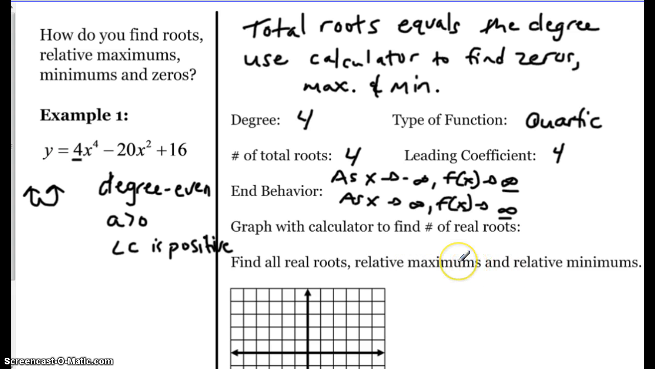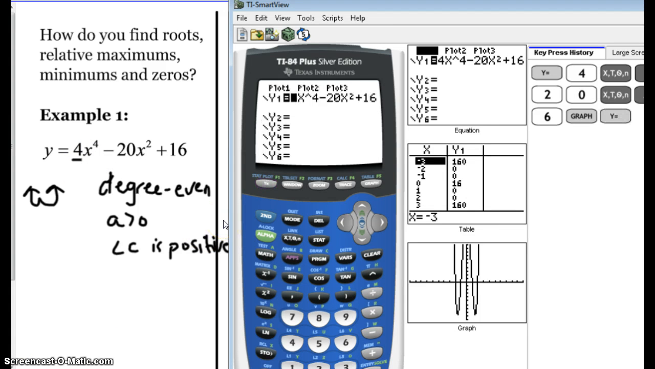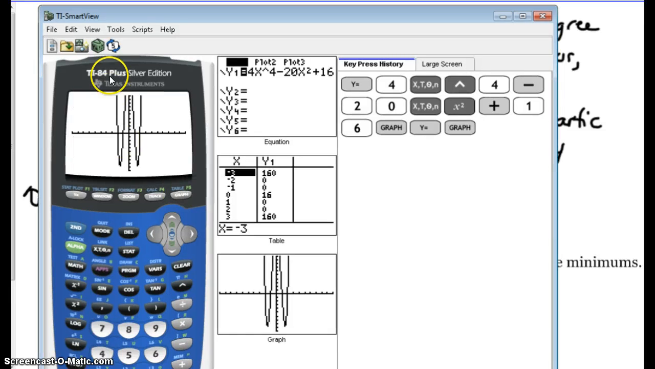So go ahead and pull out your calculator and type this in, and I will pull mine up as well. When you put in your y equals equation, remember you're putting this entire polynomial in: 4x to the 4th minus 20x squared plus 16. Once you put that in, hit graph to see the graph, and it does look like a W. Our roots are the x-intercepts, and there would be a total of 4 if they're all real. Here we do have 4.